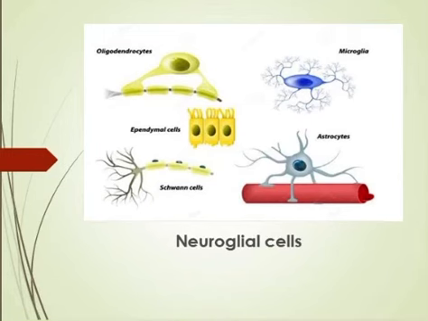This figure shows the many types of neuroglial cells in the central nervous system and peripheral nervous system. We can see the astrocytes in two types, and the microglial cells, which are small cells with many processes, and oligodendrocytes and ependymal cells. In the peripheral nervous system, we can see the Schwann cells.